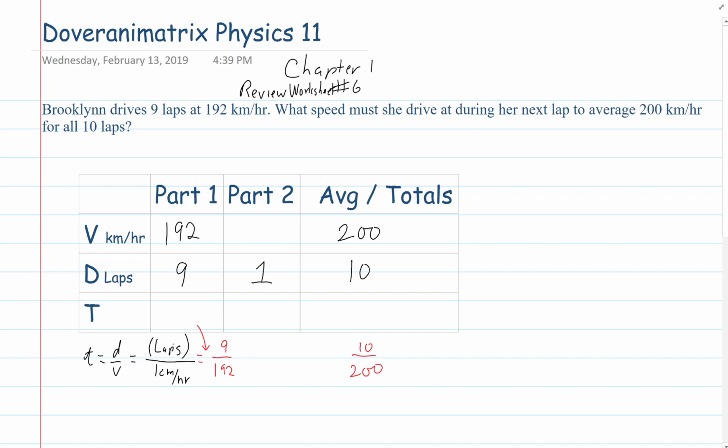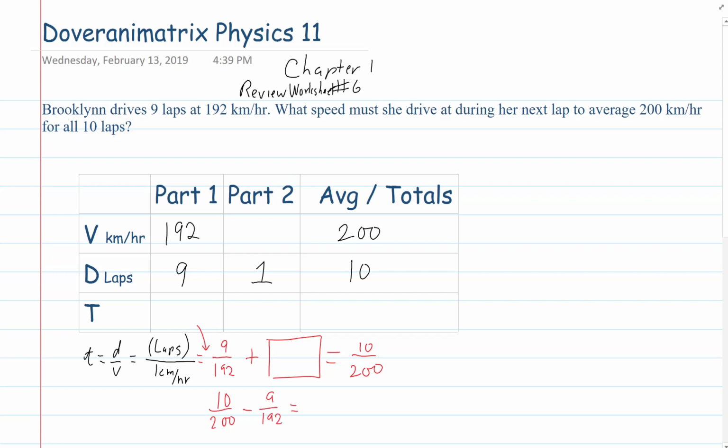Time is additive, so the time in this one plus the time in this one is the time in this one. So we're going to have to find out what that time is. That's just going to be 10 over 200 subtract 9 over 192.